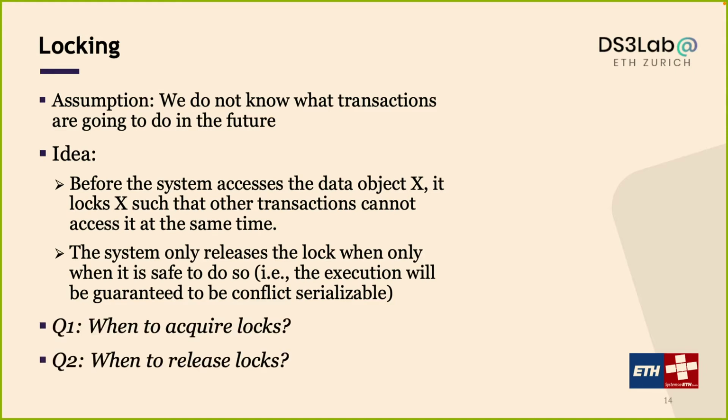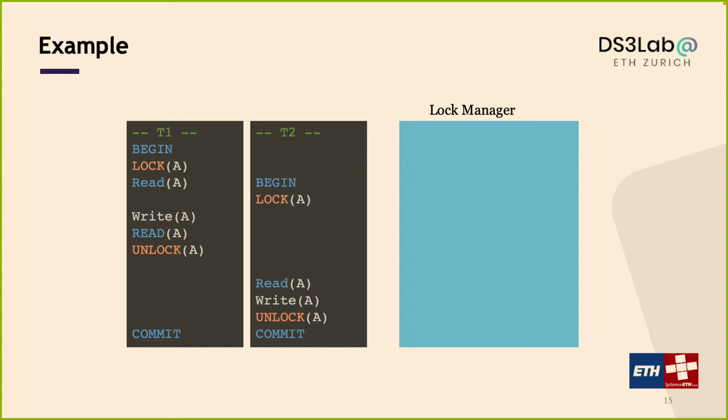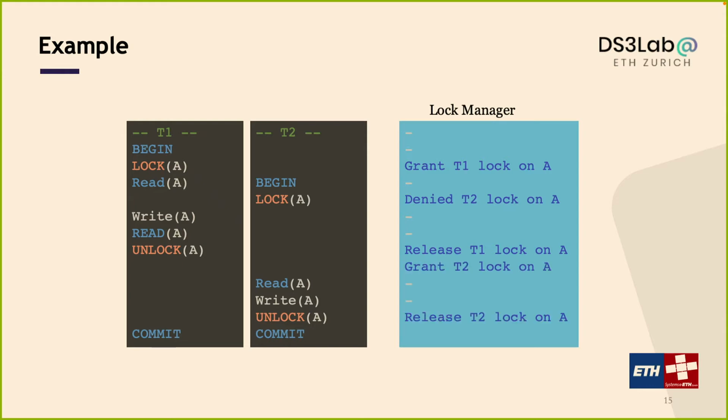So there are two fundamental questions. The first one is when to acquire a lock, and the second one is when to release a lock. This is an example of how the lock manager works. Here, T1 acquires a lock. The lock manager says, yeah, no one has this lock on A, I give that to T1. And then when T2 tries to acquire the same lock, the lock manager is going to ask it to wait until T1 unlocks the same object.